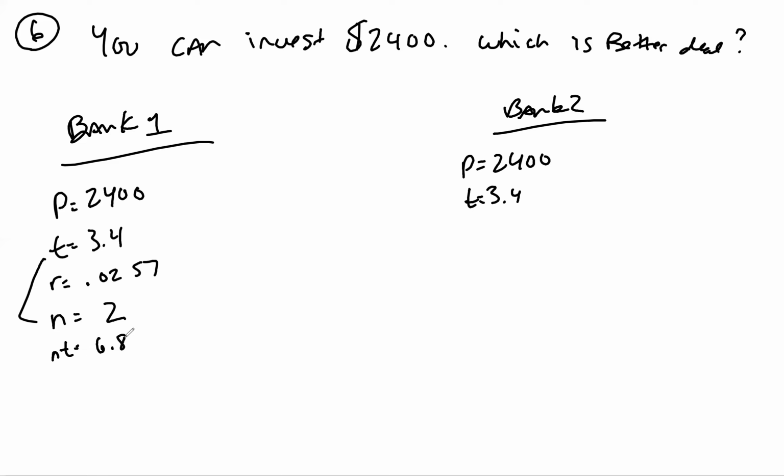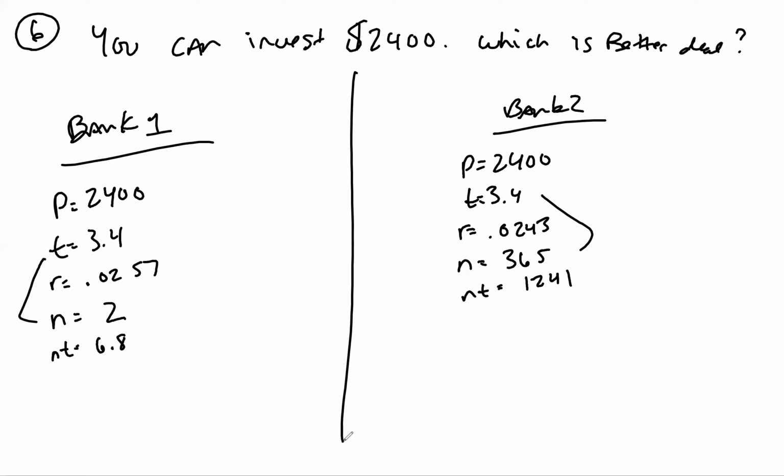Now, over here on bank 2, my investment is $2,400. My time is 3.4 years. They have a different interest rate. It's going to be 0.0243, and it's going to be compounded daily, which means N is 365. And so when I find my NT, I'm going to get a bigger number, 1241. All right, so now the idea behind this problem is to calculate both of these and make a decision. Which one of these would you want to invest your money into? Which would give you the greater return?